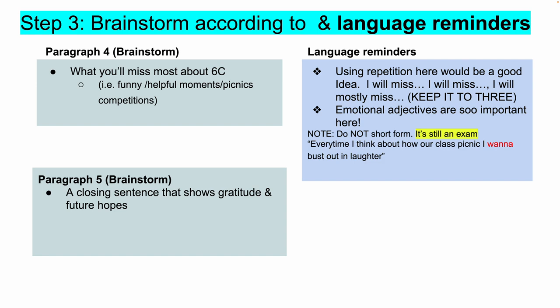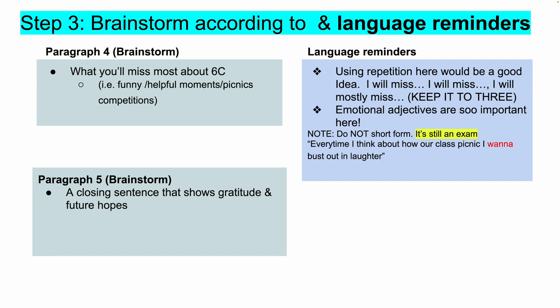As far as language reminders are concerned, repetition would be great. Rule of 3. So, I will miss something, something, something. I will mostly miss something, something, something. That's just a writing convention. Keep it to 3. Rule of 3. Lots of emotional adjectives because it is a reflective piece. So you have to sound more personal. It's still an exam. You can sound friendly.